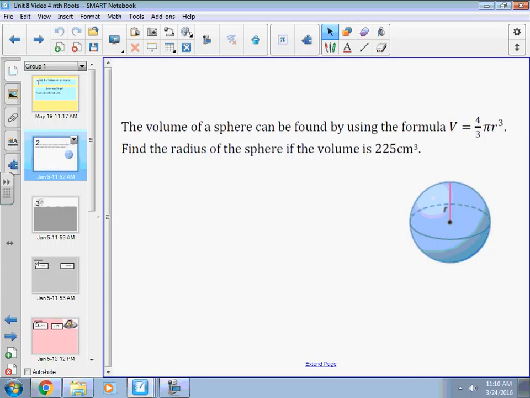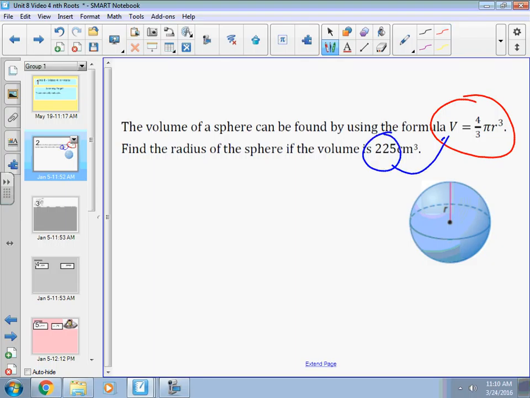It says the volume of a sphere can be found with this formula. Back in geometry, you saw that formula: 4/3 pi r cubed. Find the radius of the sphere if the volume is 225. So if we know the volume, we should insert that in for V and then try to figure out what the radius is. So let's see if we can solve this.